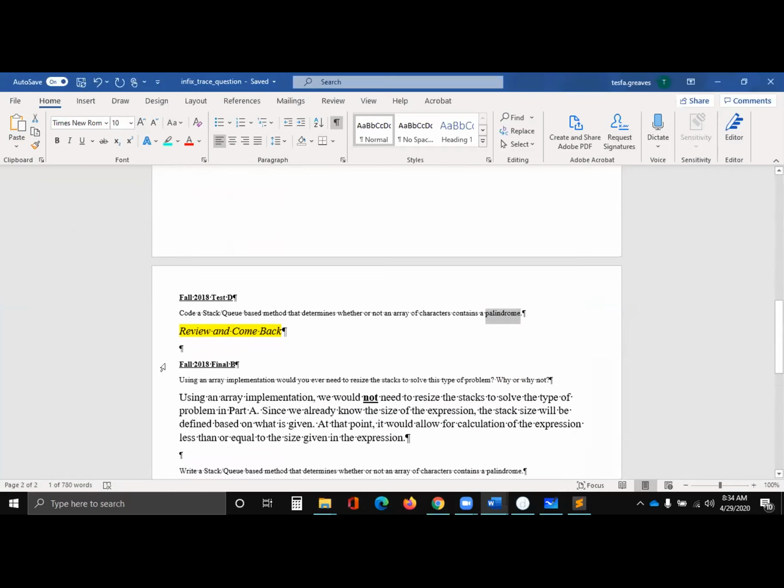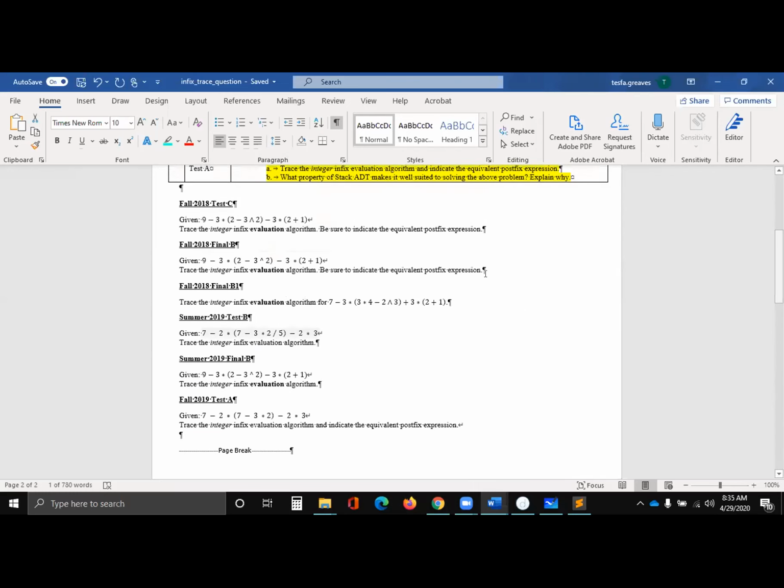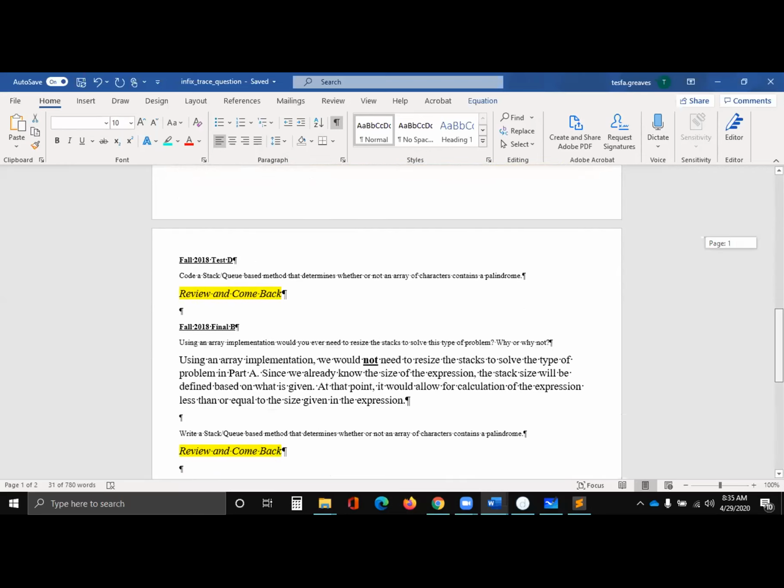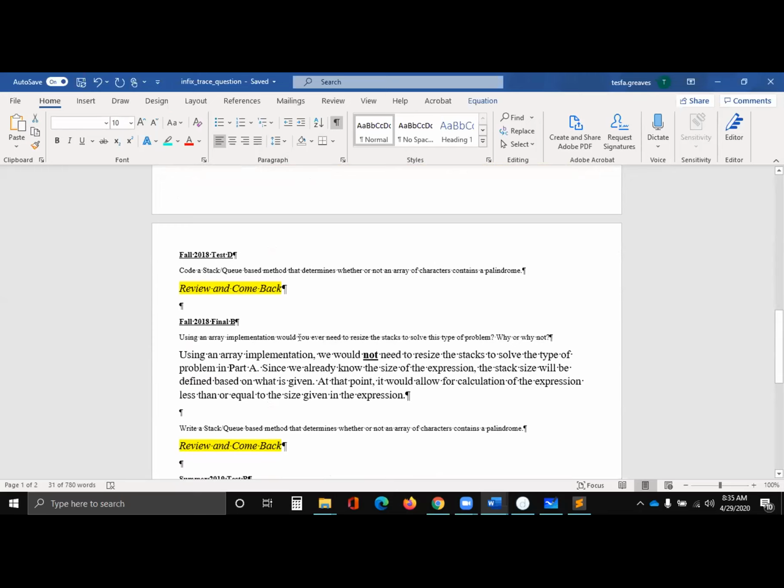So on fall 2018 final B, it says using an array implementation, would you ever need to resize the stack to solve this type of problem? Why or why not? So let's look at the problem, which is this one right here, not that one. It's given that you have an integer infix, and the question is asking: would you ever need to resize the stack to solve this type of problem?